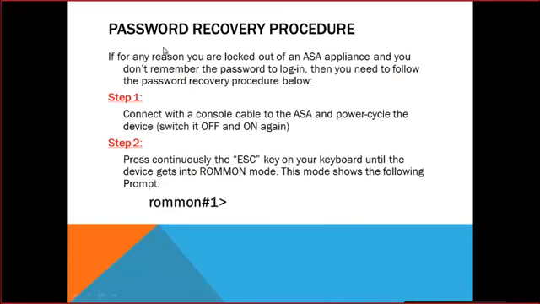Next is the password recovery step. So if you are logged out of ASA, you forgot your password, how are you going to recover it? Very simple. Just turn off the ASA, switch it off, and switch it on. As soon as you switch it on, press the escape button. You will be in the ROMMON mode.